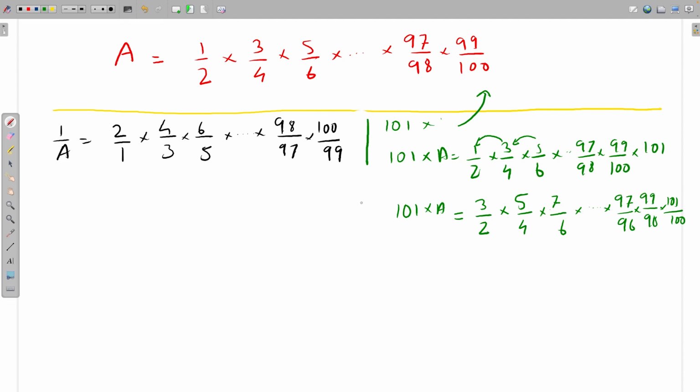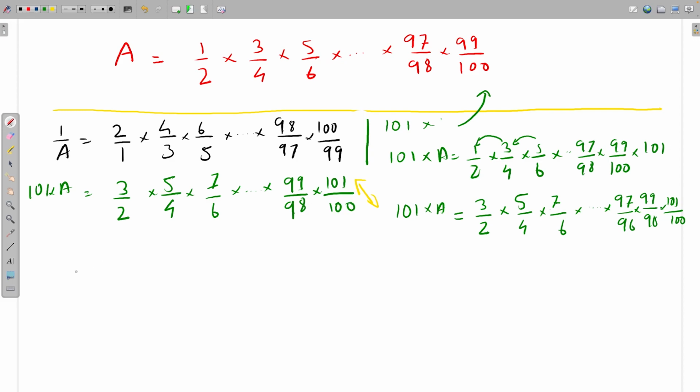Now we have these two equations. I'm just going to write it down again. On this side, we have 1/a and we have 101 into a. Now I'm going to write 3/2 here, and then 5/4 into 7/6 all the way up until, I'm just going to write the last two terms. So this one will be 99/98 into 101/100.